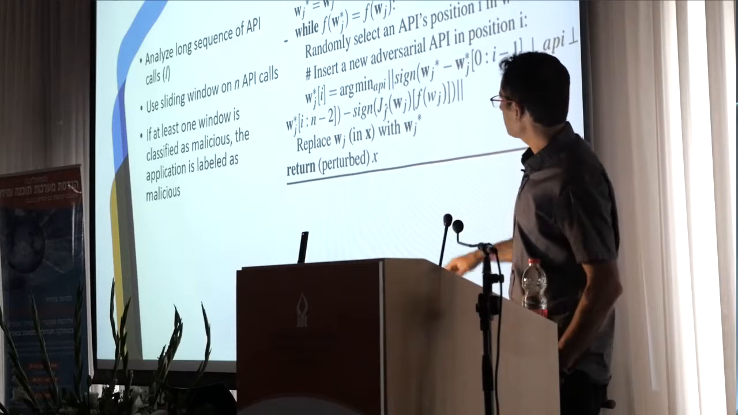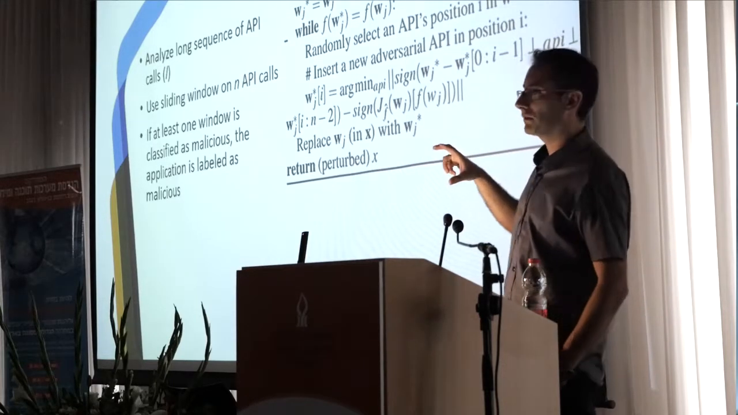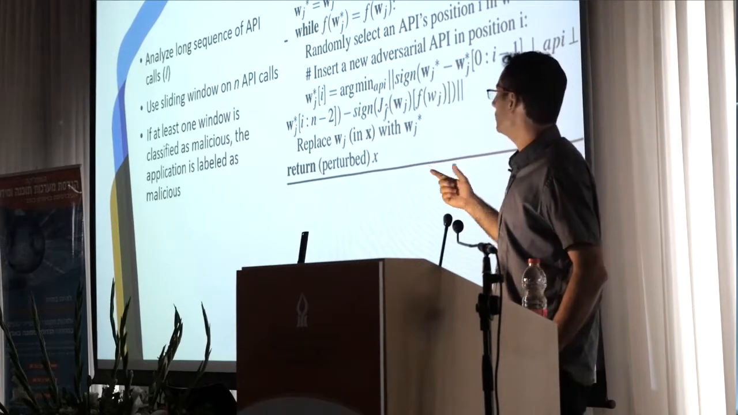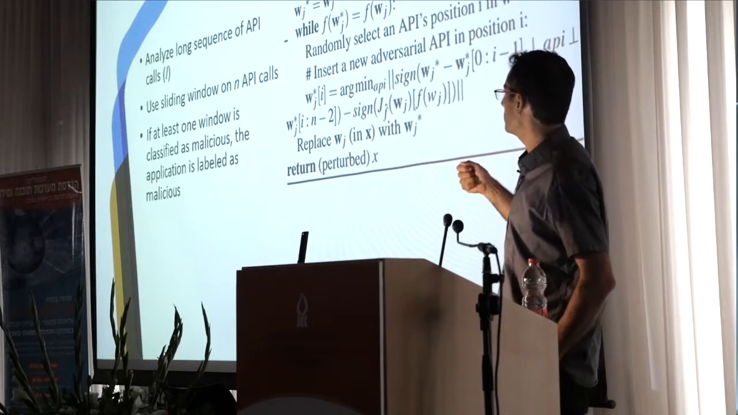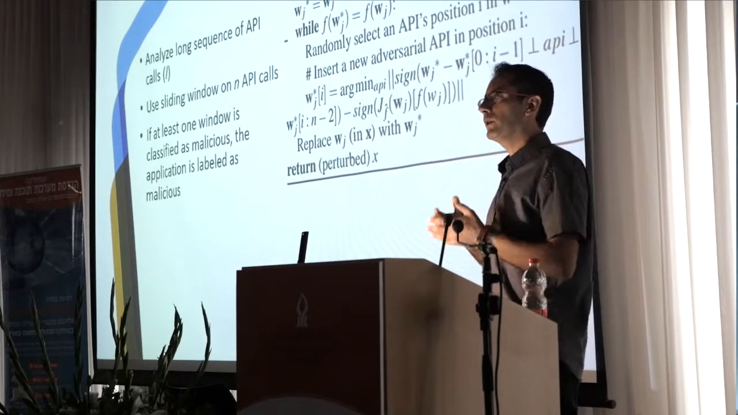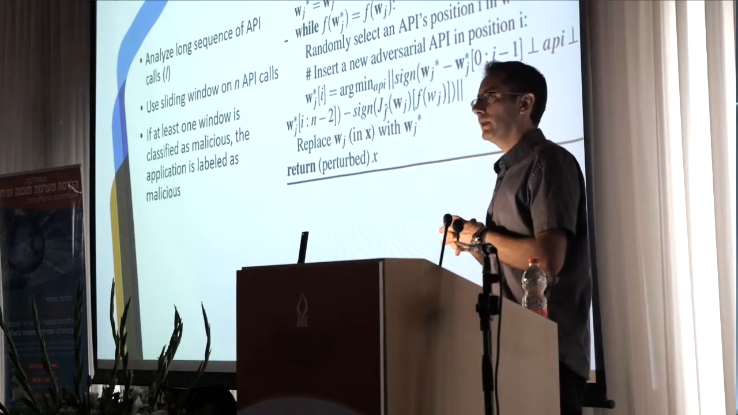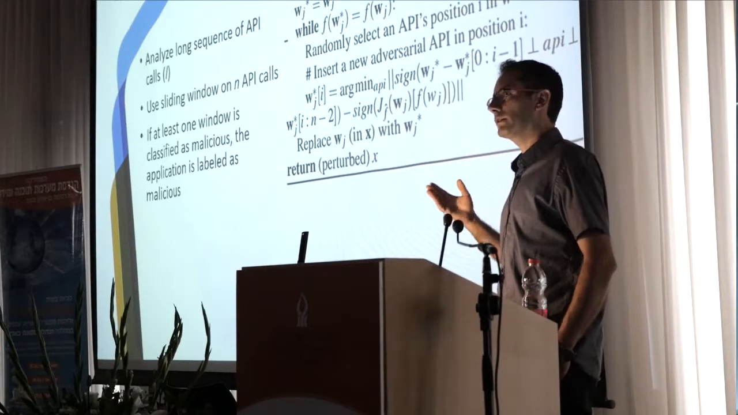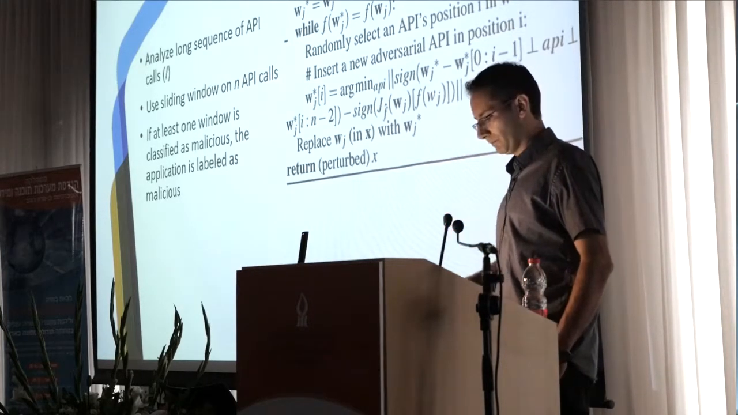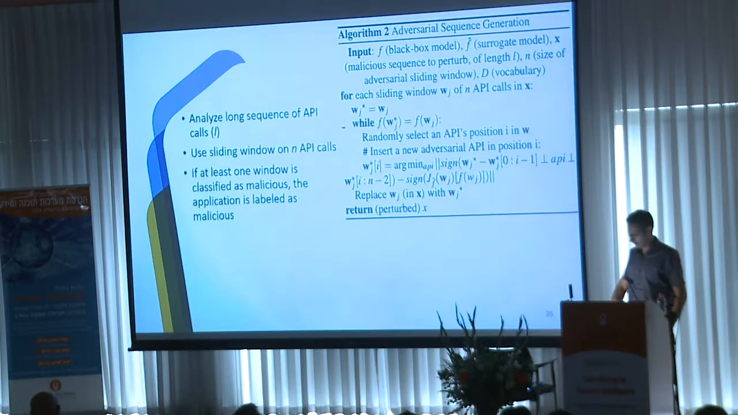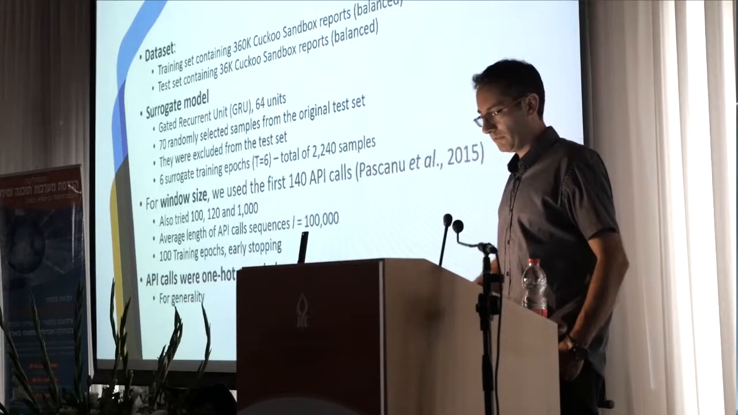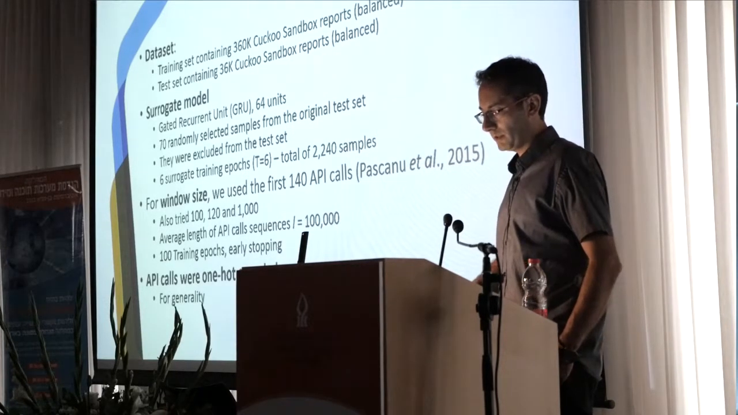In the second step, when we have a sequence of system calls that we want to classify, we select randomly an API call and replace it, continuously, using the surrogate model again to make the example move faster or closer towards the decision boundary of the model. And this allows us to make the attack very efficient with a minimal number of changes to the system calls. So I don't have much time, so just to the results.